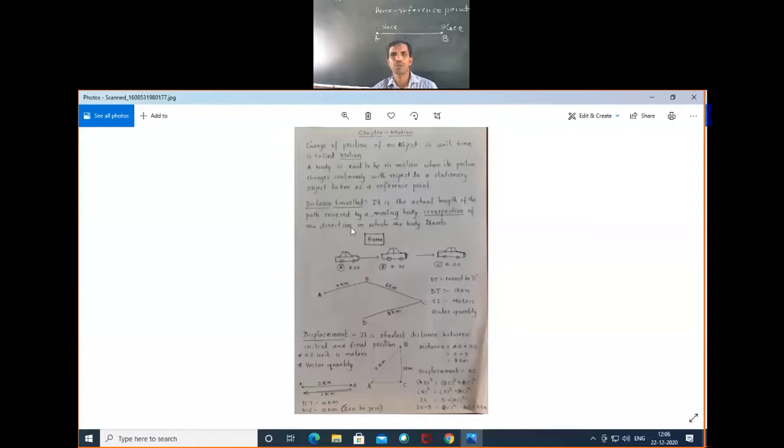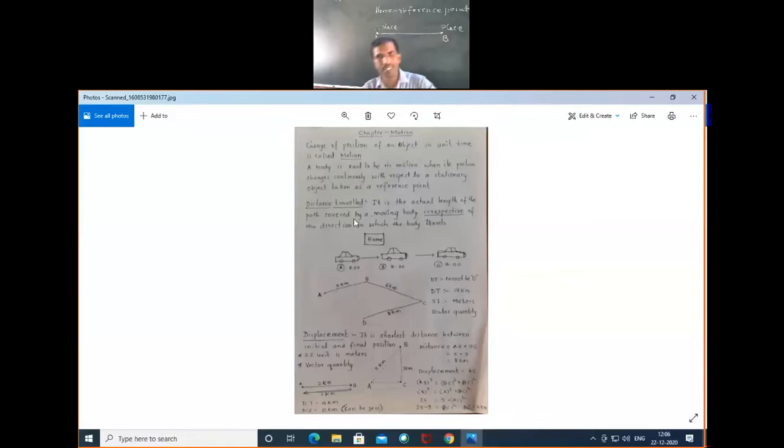So home is a reference point then. Understood? So this is the example here. Then one more thing next, that is distance traveled. What is distance traveled then? So it is the actual path or actual length of the path covered by a moving object.